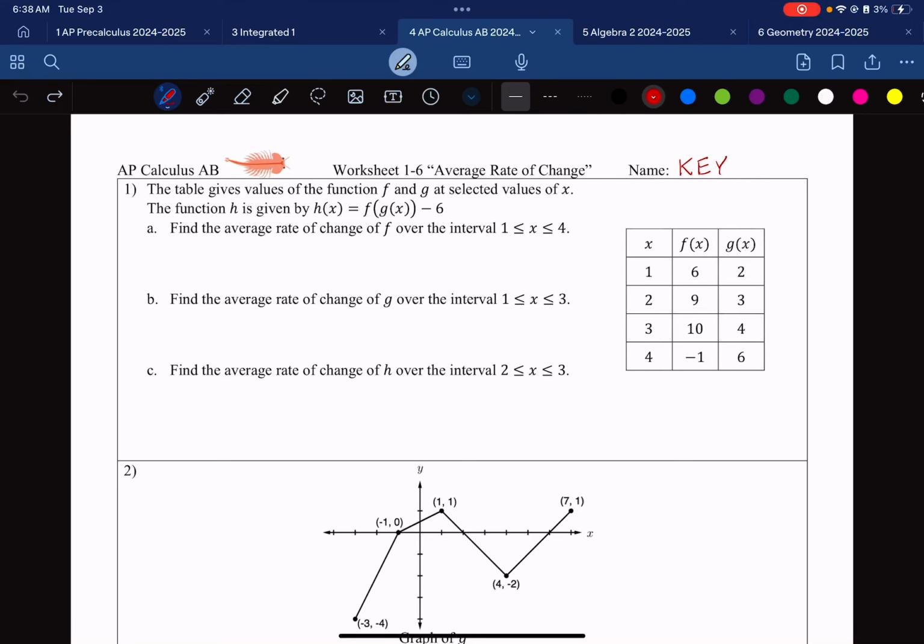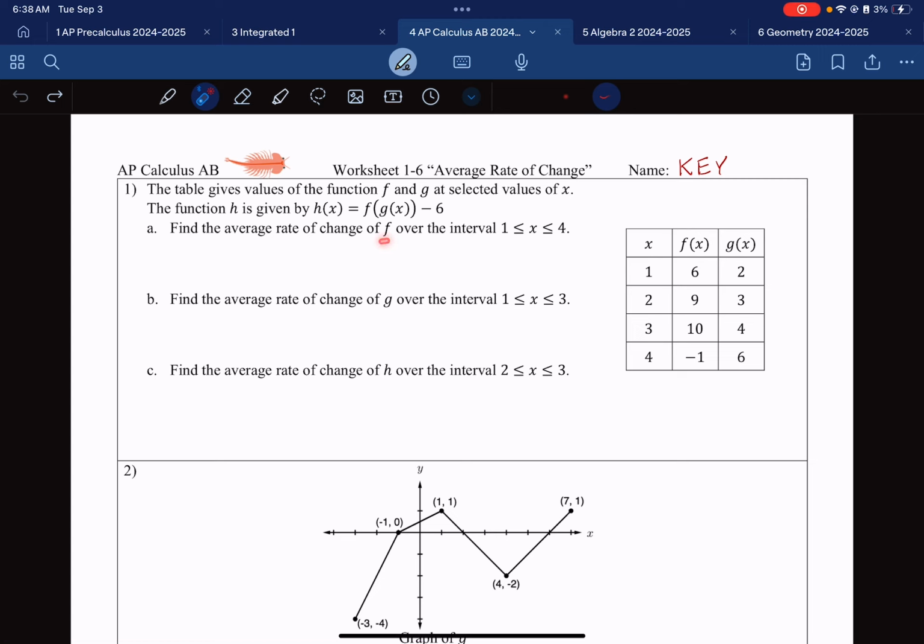This is AP Calculus AB Worksheet 1-6, average rate of change. In number one, we're trying to find the average rate of change over different intervals. The way that we're defining h of x is it's a composite function where you find g, you put it into f, and then you subtract 6. So first we're doing f, so I don't even need to worry about this h function until down here.